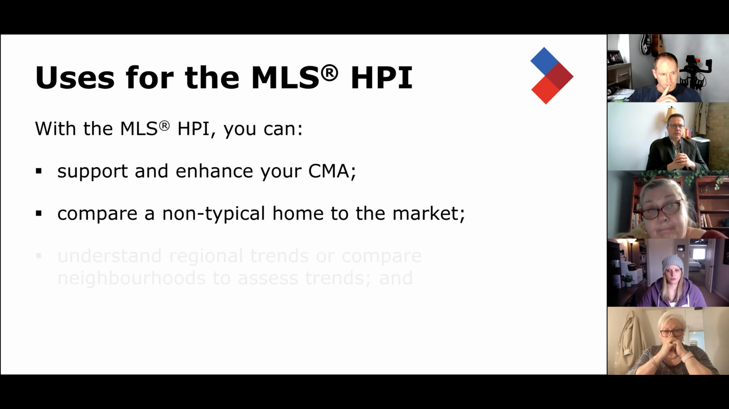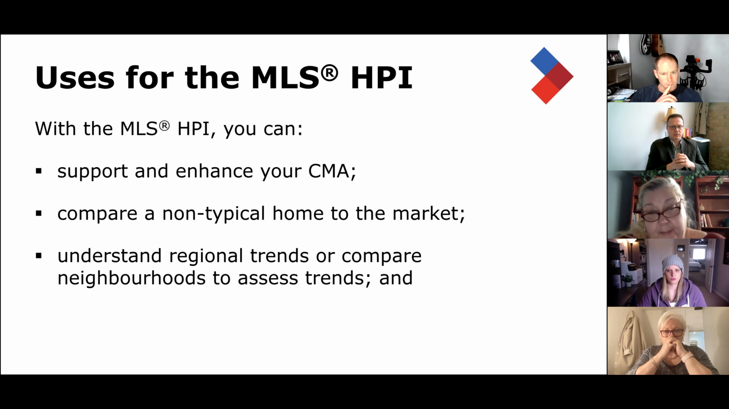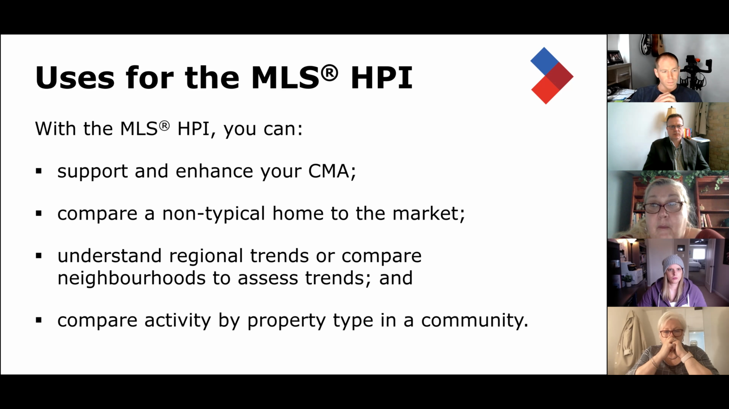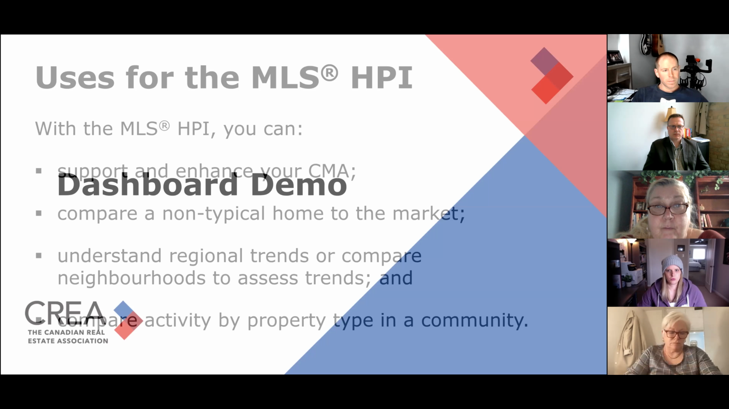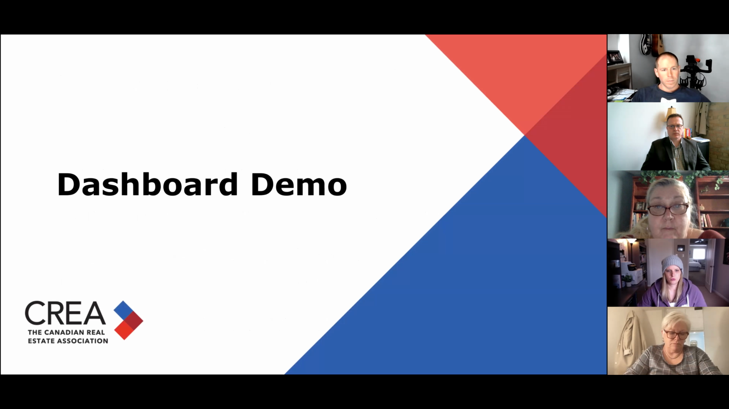You can also compare price data across neighborhoods to get an understanding of how trends are evolving in other local areas that you serve, or you can compare benchmark home features for a particular property type across those neighborhoods as well. And finally, you can compare price trends for different property types, but within the same neighborhood, or compare benchmark home features for different property types within that neighborhood as well. So there's a lot of different comparisons that you can do with the HPI. And right now I'm going to show you a look at the dashboard tool.